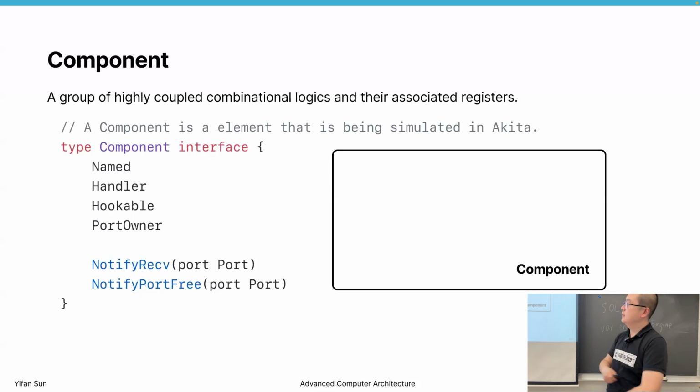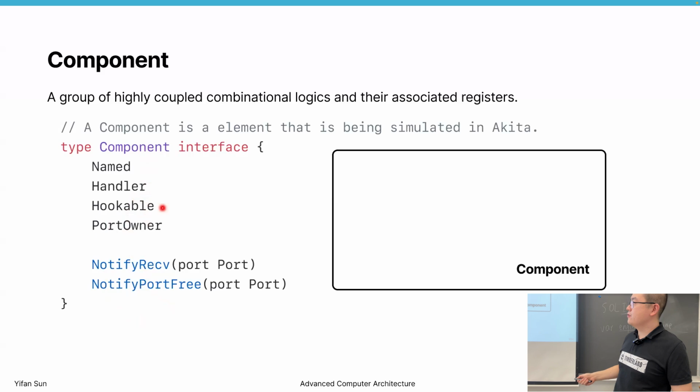It's an interface. Are you familiar with this syntax? Or at least you can guess what's going on here. These are called embedding. Embedding is basically a little bit like inheritance in Java. Named is an interface by itself. The handler is an interface by itself. We already talked about the handler interface. Handler has one method, that is handle. Handle what? Handle an event. Now we'll talk about the hookable port owner later.